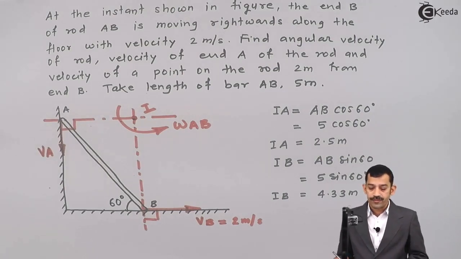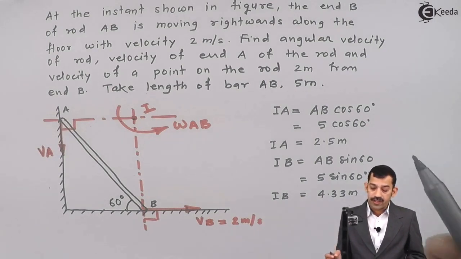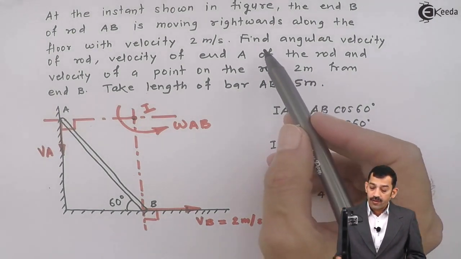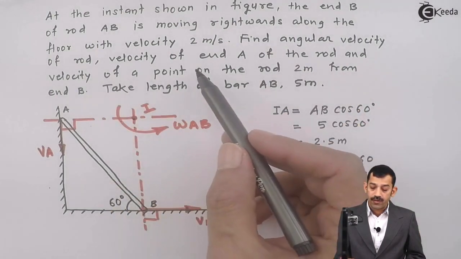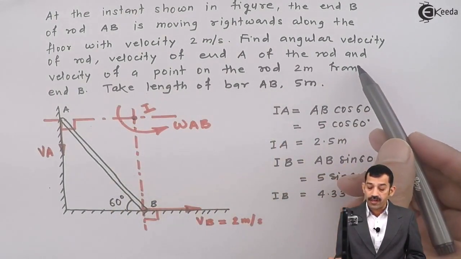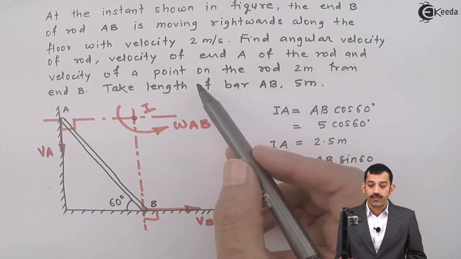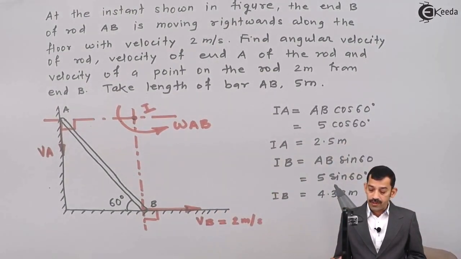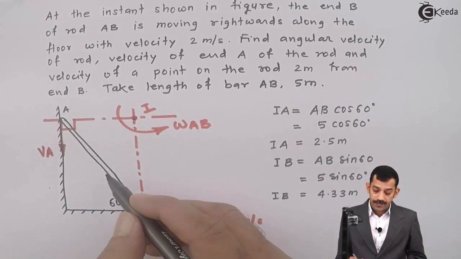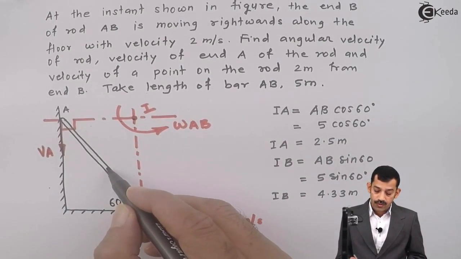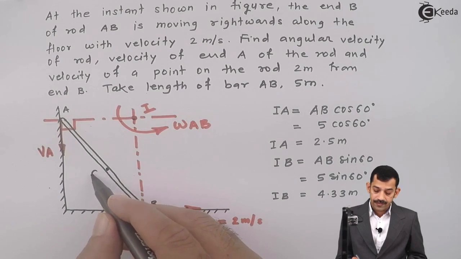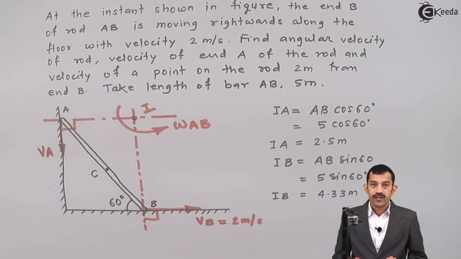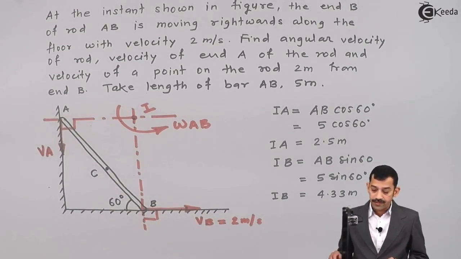Now as you have these two lengths, one more length is required because you have to find the velocity of point C, which is at a distance given in the problem: find the velocity of a point on the rod 2 meters from end B. That means from end B at 2 meters there is one more point, say point C. Now you have to find the linear velocity of point C.